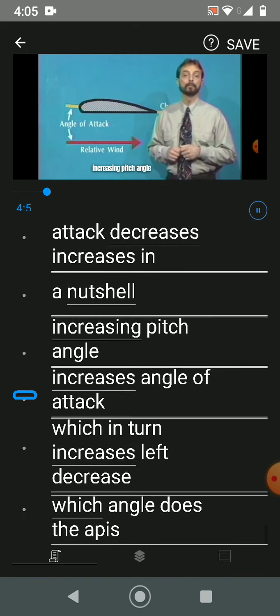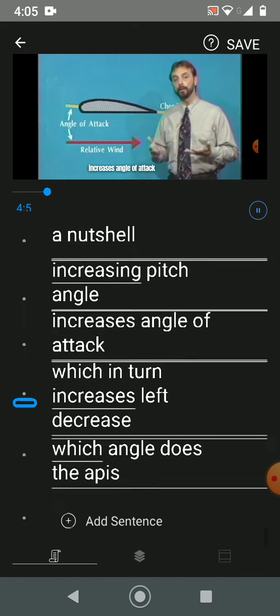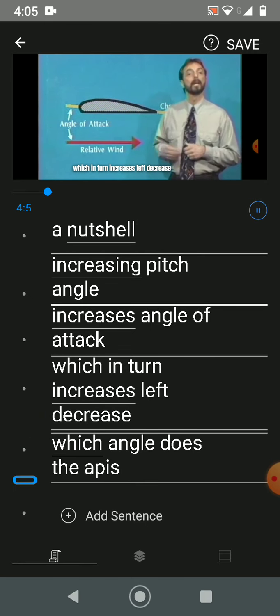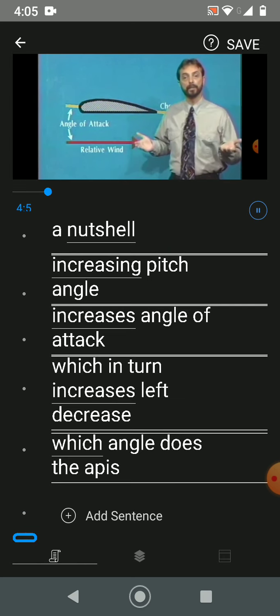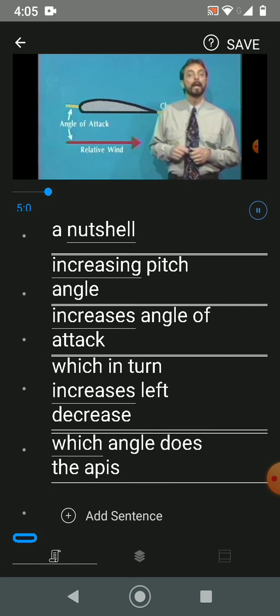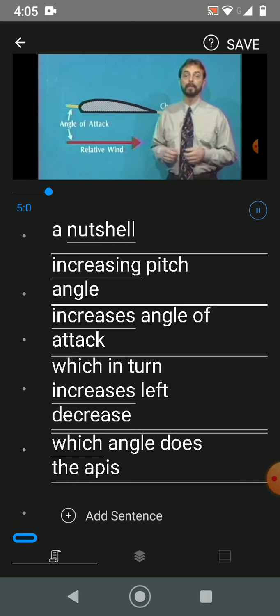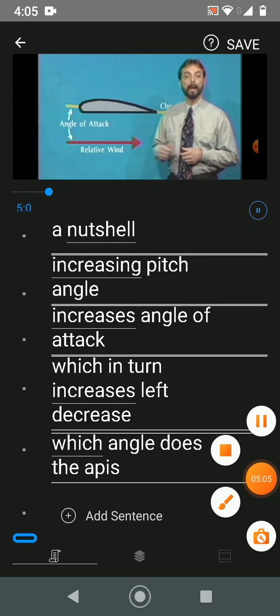So in a nutshell, increasing pitch angle increases angle of attack, which in turn increases lift. Decreasing pitch angle does the opposite. Remember, as lift increases, induced drag increases and will tend to slow down the rotor blades. Additional power will be required.